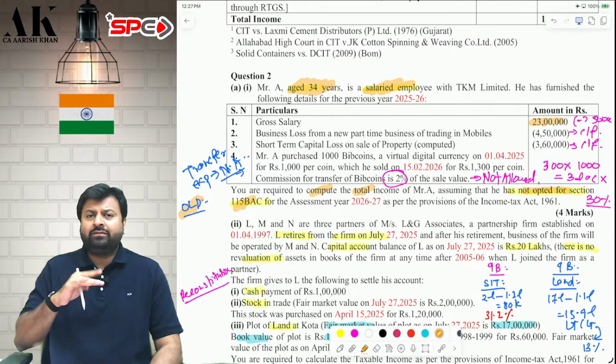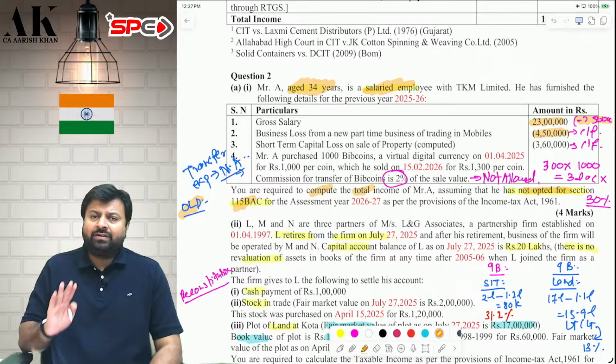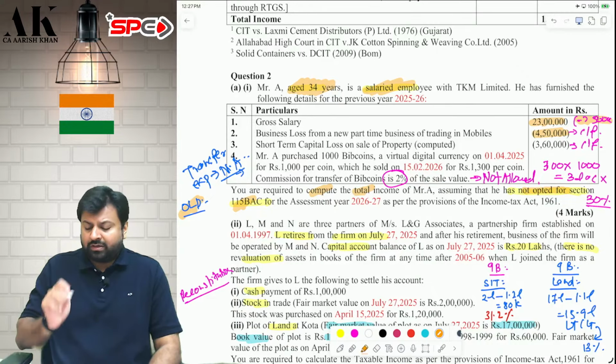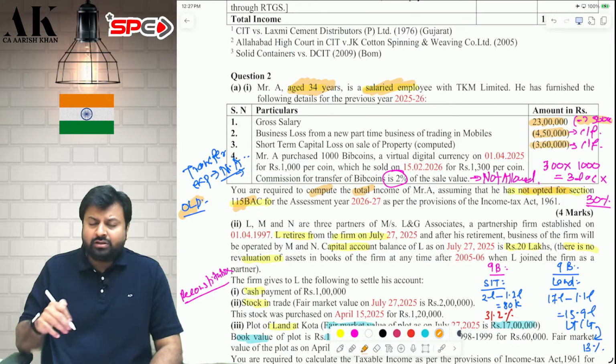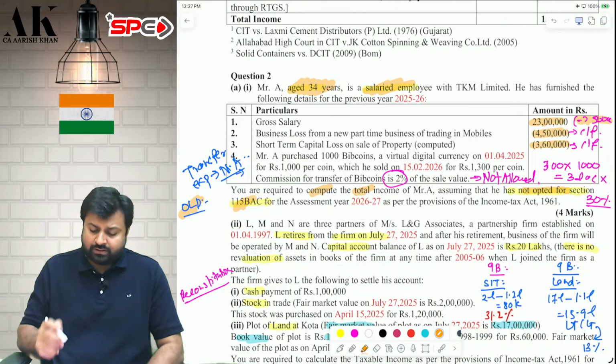Because the old regime is being followed, we will take the 50,000 standard deduction. Okay. Then business loss of 4.5 lakh. You cannot set off against salary, therefore carry forward. Then short-term capital loss of 3 lakh 60. Again, you cannot set off short-term capital loss against salary, therefore carry forward.